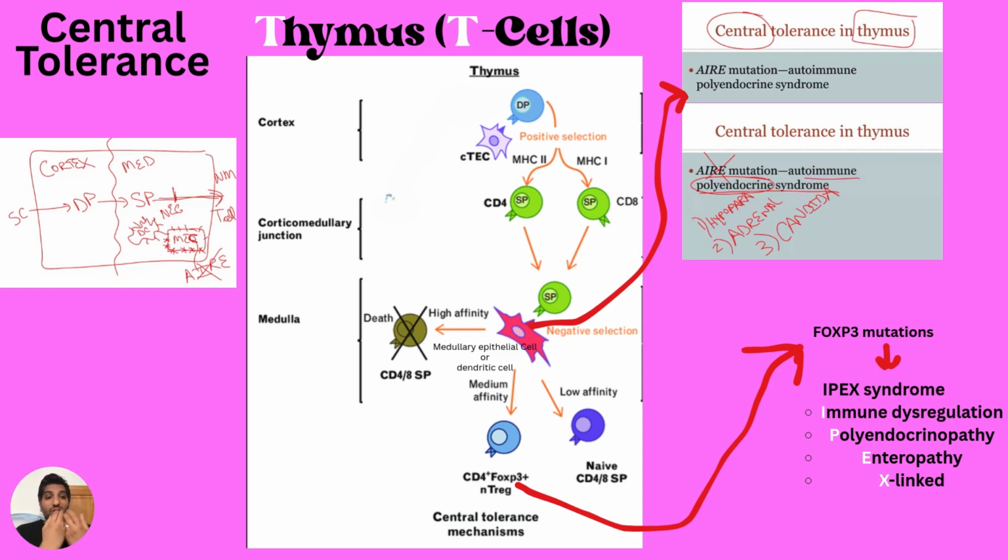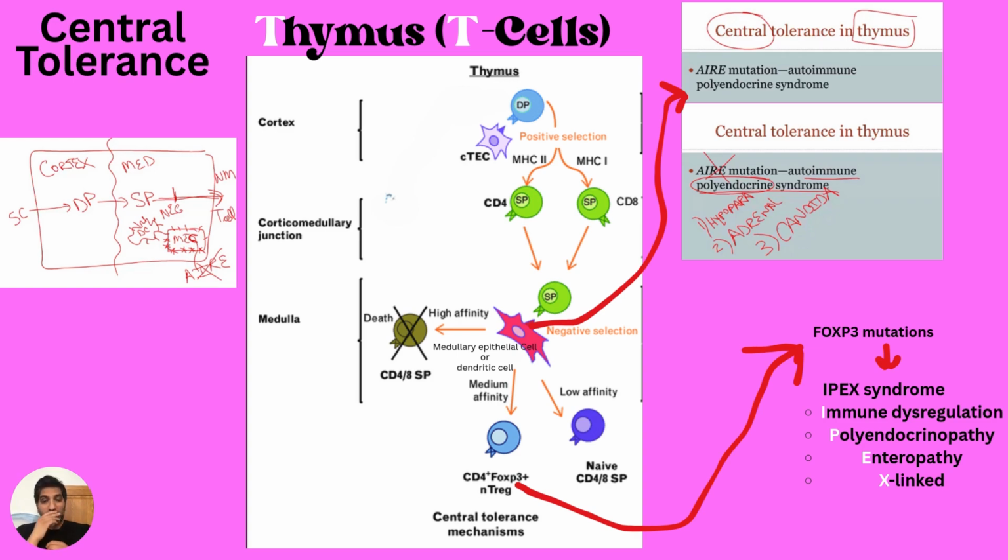Now, if you have an AIRE mutation, you don't have that transcription factor that presents self antigen. You can understand how a lot of, unfortunately, self-attacking lymphocytes can get bypassed at this step, and that's how you can get autoimmune disorders. So the AIRE mutation results in autoimmune polyendocrine syndrome.